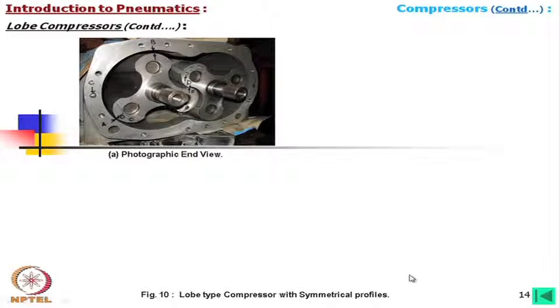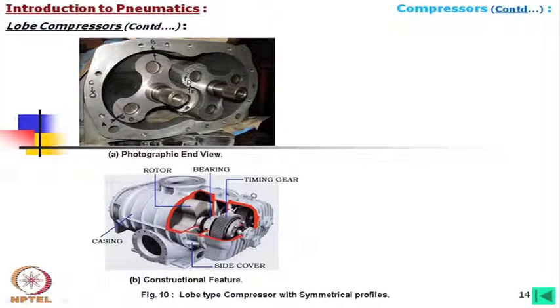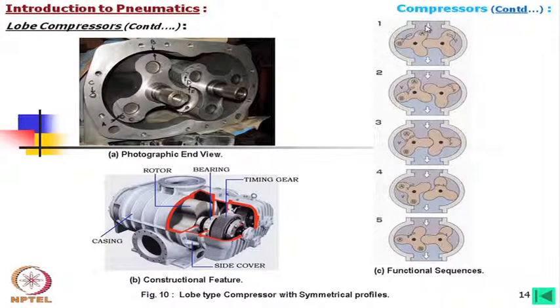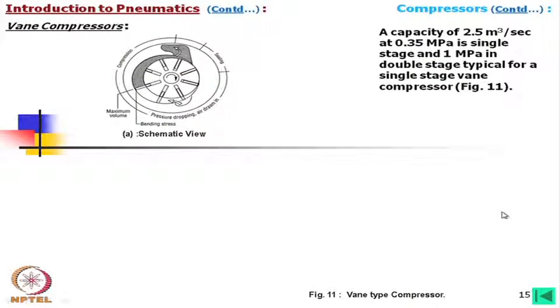Now, this is another view of the lobe type, and this is the constructional feature. You can see in this case lobes are straight here, and you can see how these operations are being done gradually, 1, 2, 3, 4, 5, these are the 5 stages of operations. I think you can study yourself.